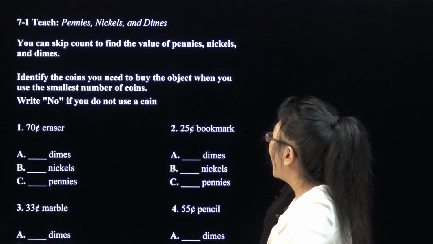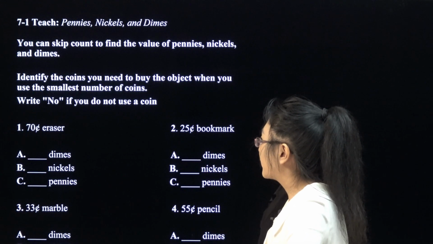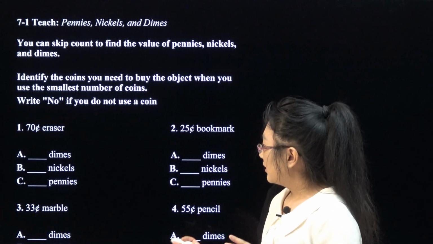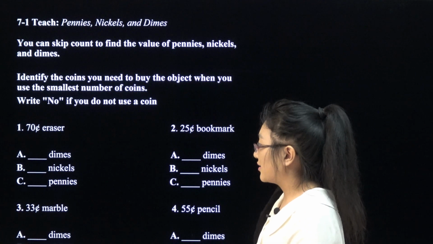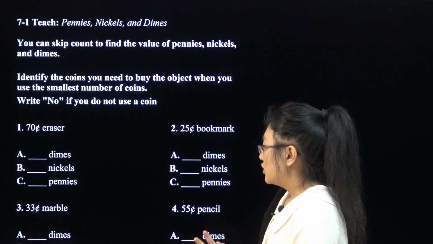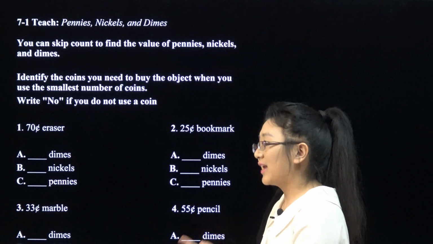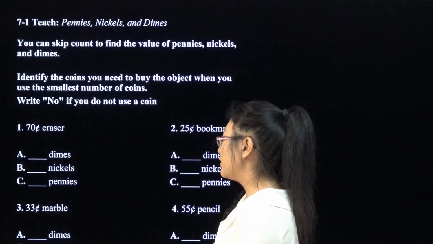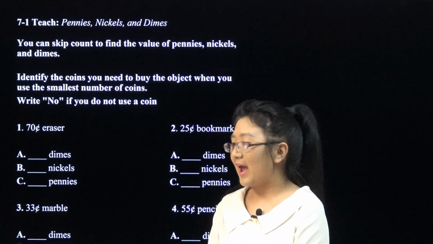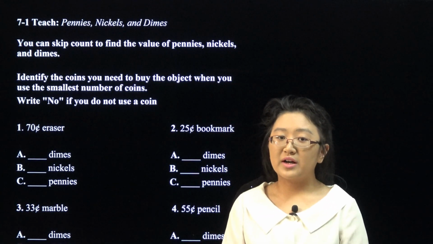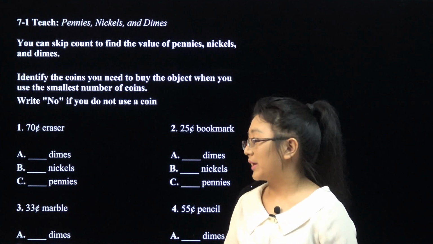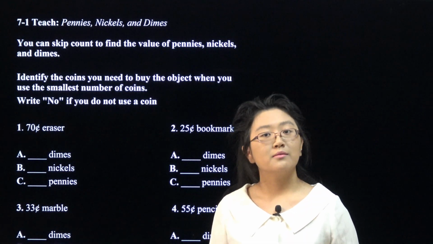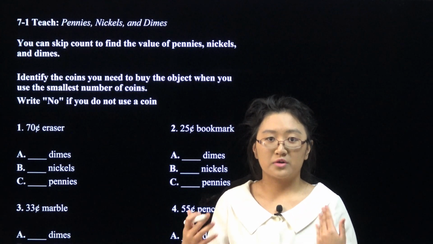Identify the coins you need to buy the object when you use the smallest number of coins. Write no if you do not use a coin. We have a 70-cent eraser. Should we use dimes, nickels, or pennies? And can we use dimes, nickels, or pennies? The answer is we can use dimes, we can use nickels, and we can use pennies. But because we are trying to use the smallest number of coins, we should first see how many dimes we need to use, because dimes are worth the most.